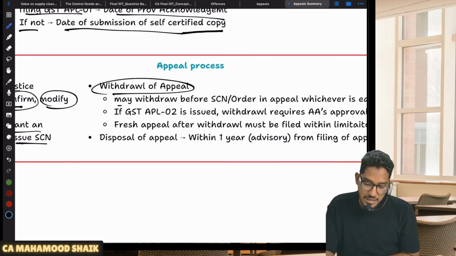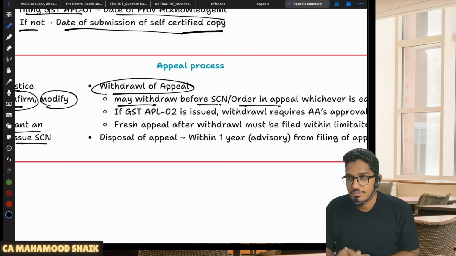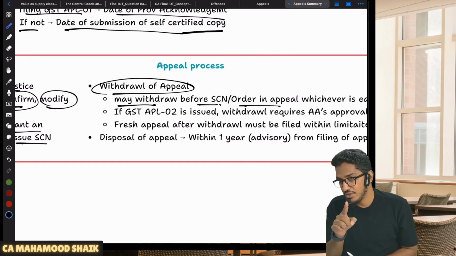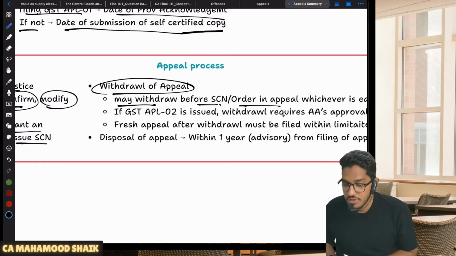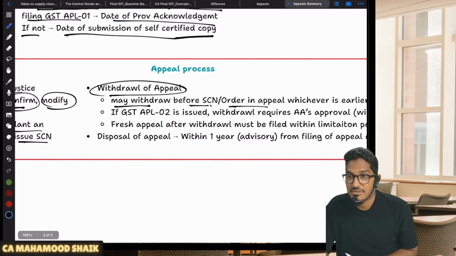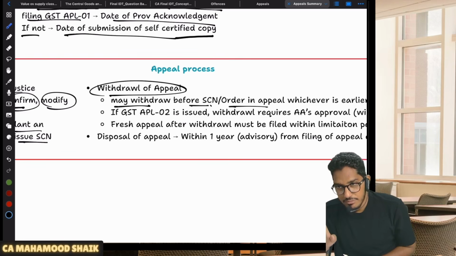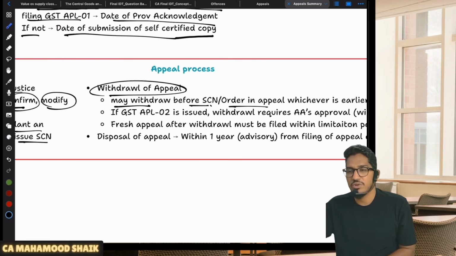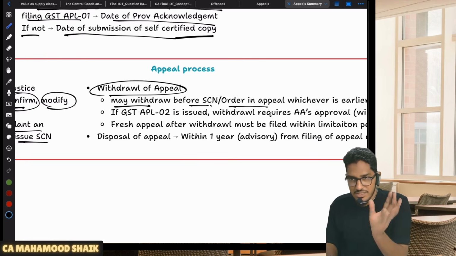So, withdrawal of appeal. An appeal may be withdrawn either before issuing a show cause notice or the final order. If an extra amount is required, if you are required to pay an extra amount, they will give you a show cause notice, or they will pass the final order, before the show cause notice is issued or before the appeal is finalized, whichever is earlier. Within that time you can withdraw. So do it before the appeal process has completed. That's what they have simply told.